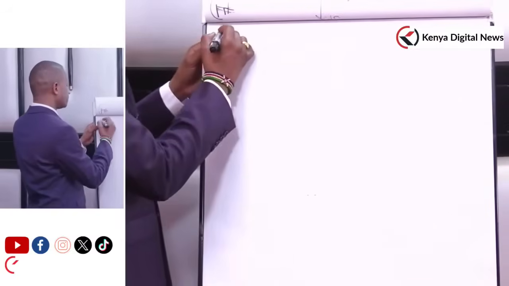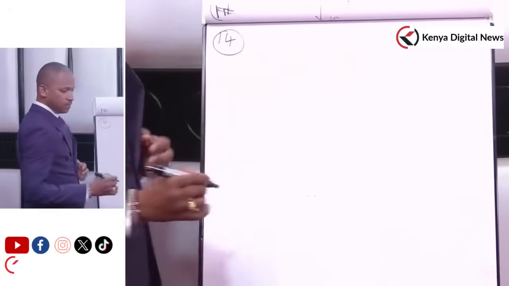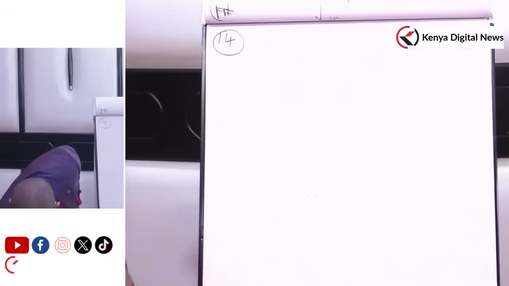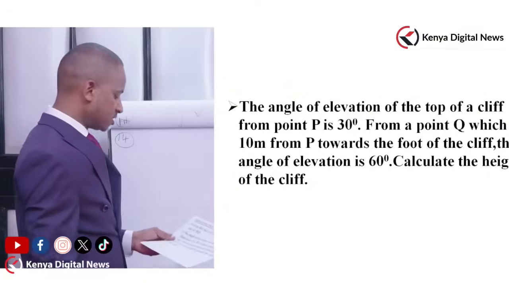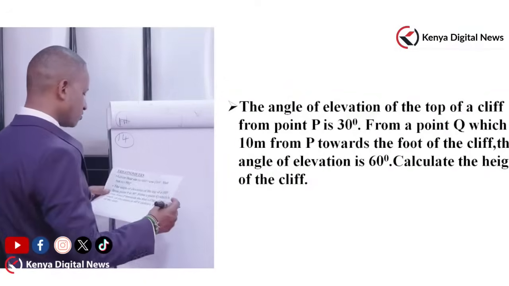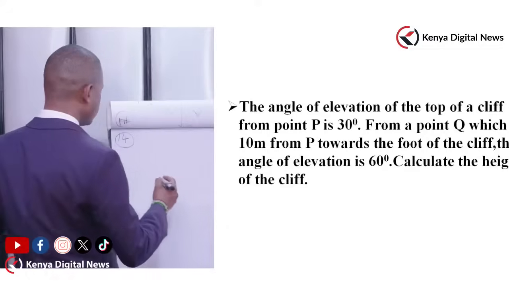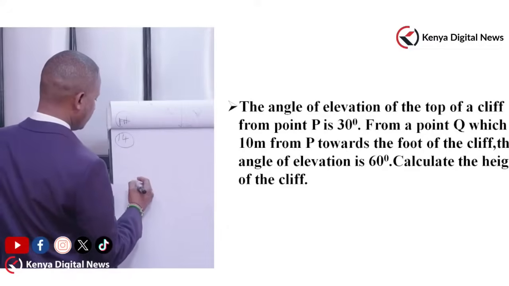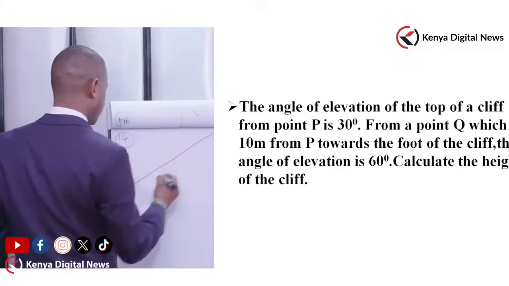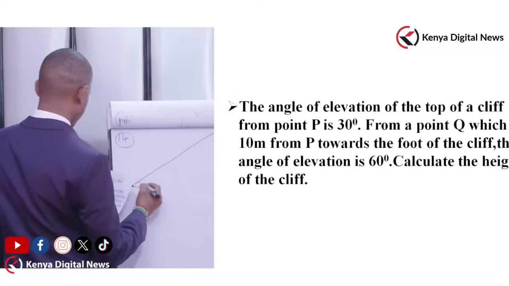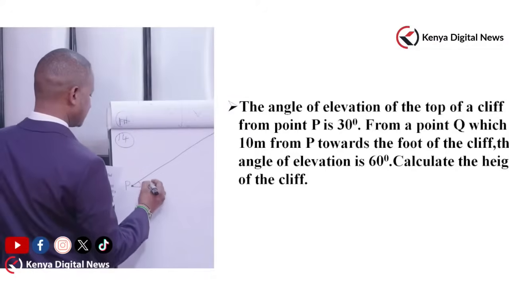Now we go to question 14. Question 14, the angle of elevation. The angle of elevation, that is an application for trigonometry. The angle of elevation of the top of a cliff from a point P. So let's say our point P is here. So the angle of elevation of the top of a cliff, that angle, you are told, is 30 degrees.